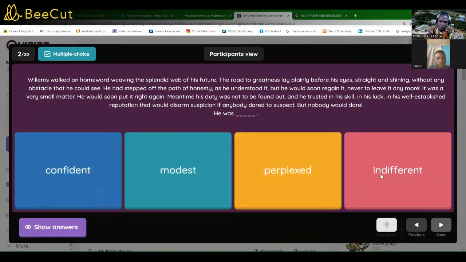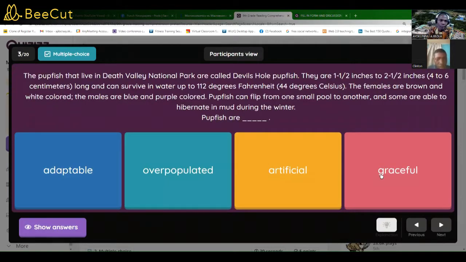Okay, so you're going to read the next one. Get yourself ready. Now read this. The Poor Fish that live in Death Valley National Park are called Devil's Hole Pupfish. They are 1 and 1/2 inches to 2 and 1/2 inches, 4 to 6 centimeters long, and can survive in water up to 112 degrees Fahrenheit, 44 degrees Celsius. The females are brown and white colored. The males are blue and purple colored.